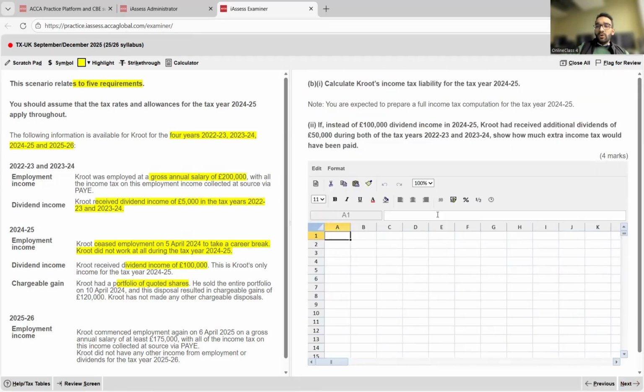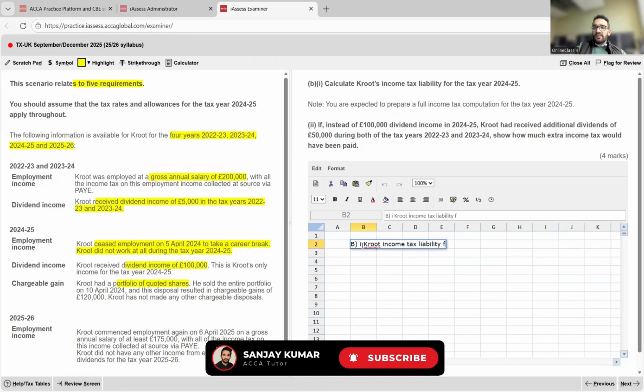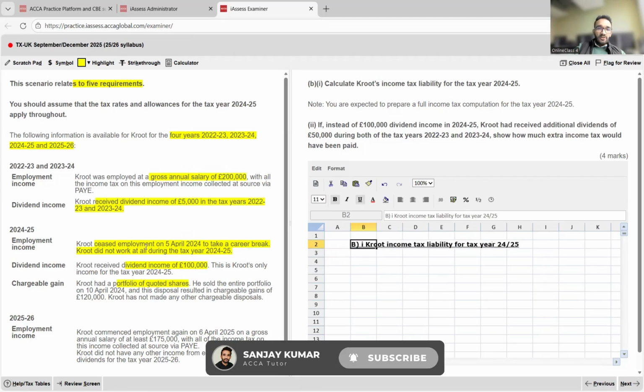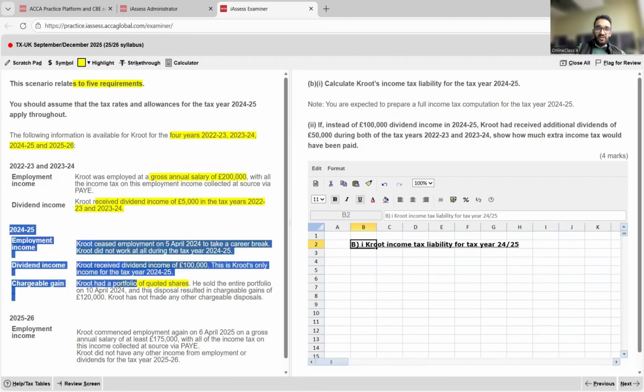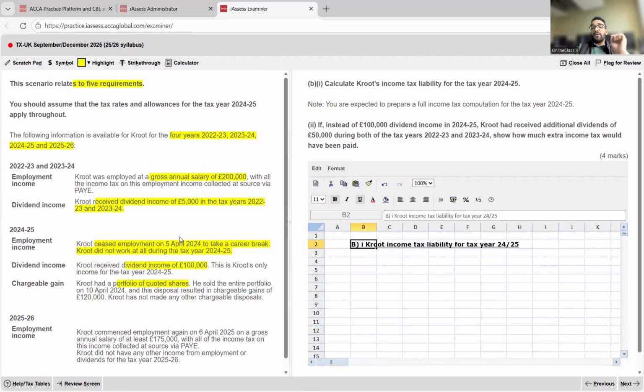Now, what is this? B part A. B part A seems very straightforward. Accrued income tax liability. We'll be calculating the income tax liability for tax year 24-25. So only income tax liability. For 24-25, just focus on this data. As he was not receiving any form of employment income, the only income he's having is dividend income. Prepare a full income tax computation. So it means dividend income is the only source.